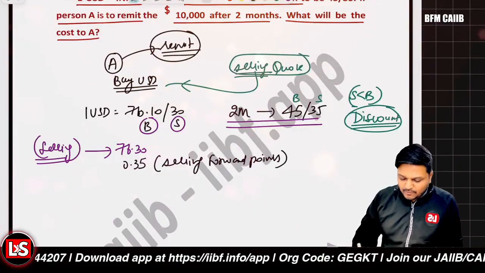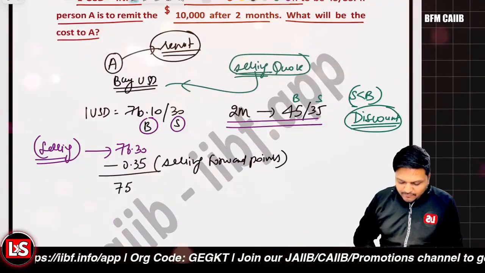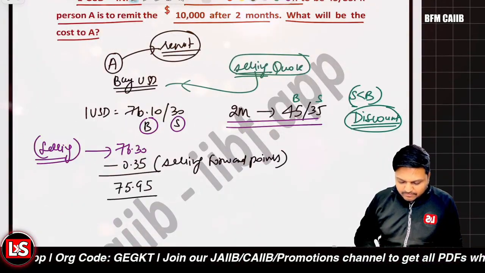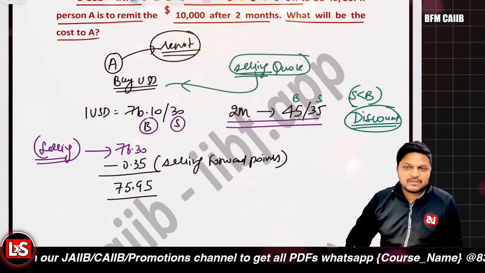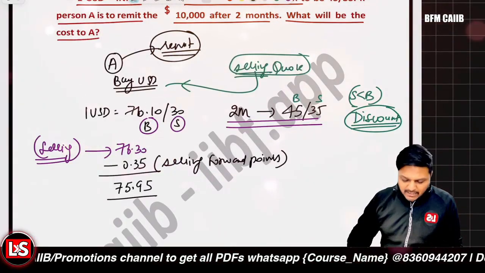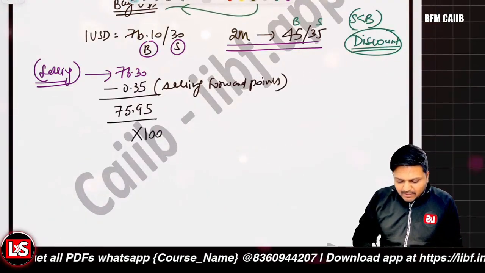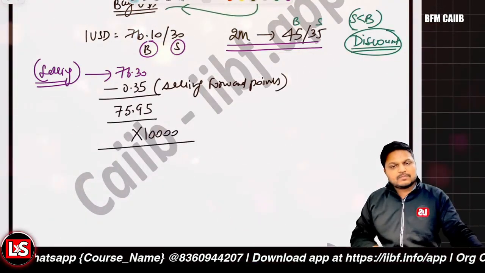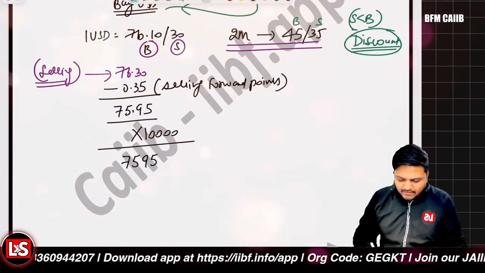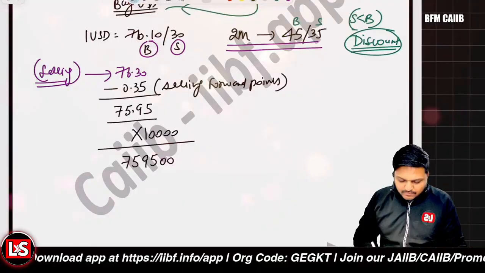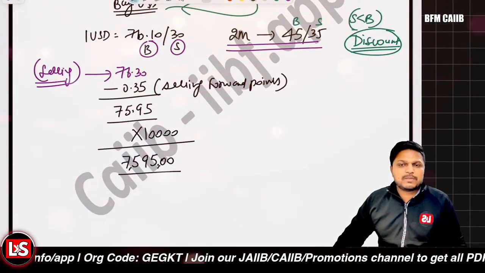And these selling forward points are to be subtracted. So it is 75.95 if I'm not wrong. 75.95. So what will be the cost to person A? It is 75.95 multiplied by 10,000. So it is 759500, right? So that will be the cost to the person A.